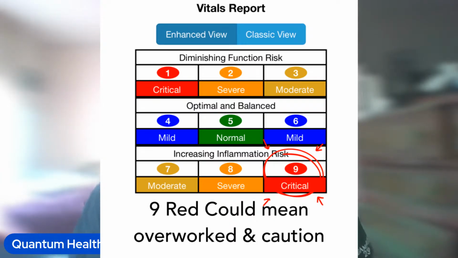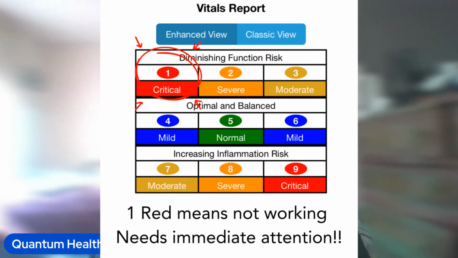So if you have a 9, red could mean it's overworked. It can mean caution, so take a look, see what's happening. A 1 red means not working that well, blocked. It means immediate attention.